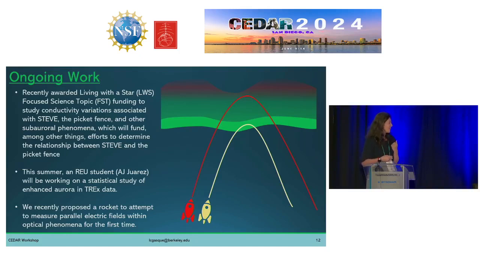I have an REU student this summer who's going to be doing a statistical study to try to understand more of the enhanced aurora, specifically looking at spectrograph data. And we've also recently proposed a rocket to attempt to measure those parallel electric fields within those optical phenomena for the first time, and are still waiting on a funding decision for that.